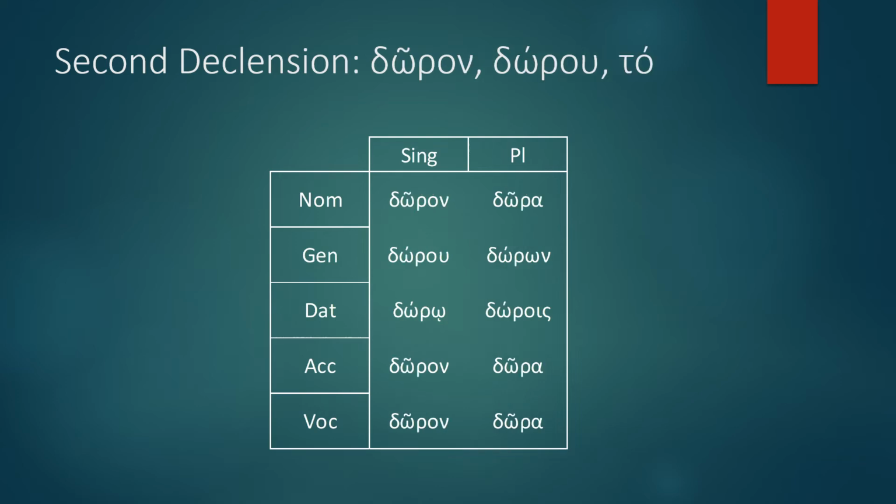Now we are on to another second declension word, doron, dorou, to. The to at the end tells you this is a neuter, and this is actually the neuter variation on the second declension.